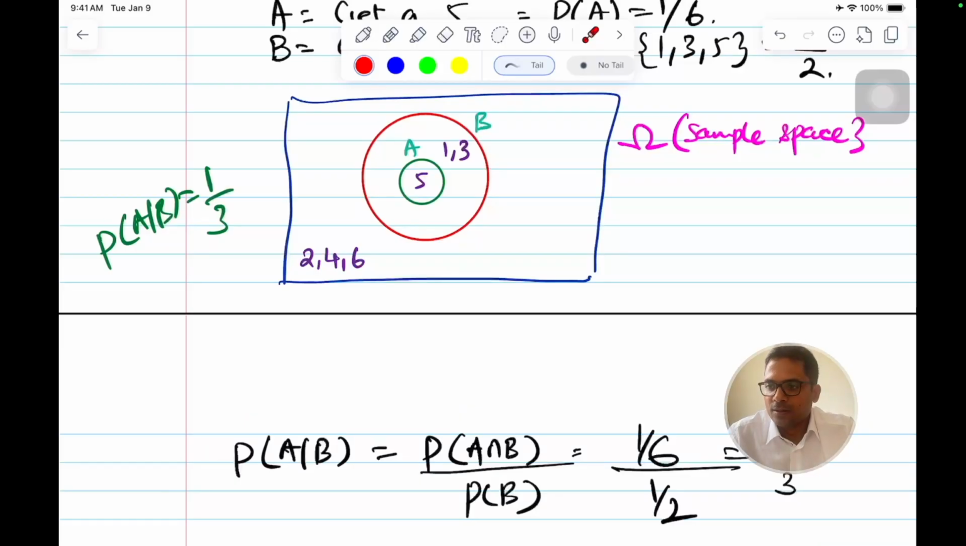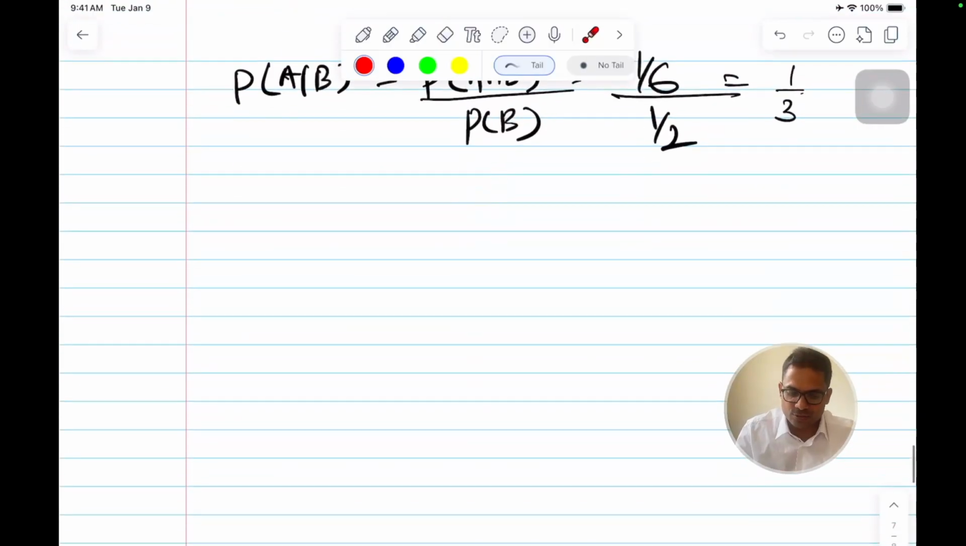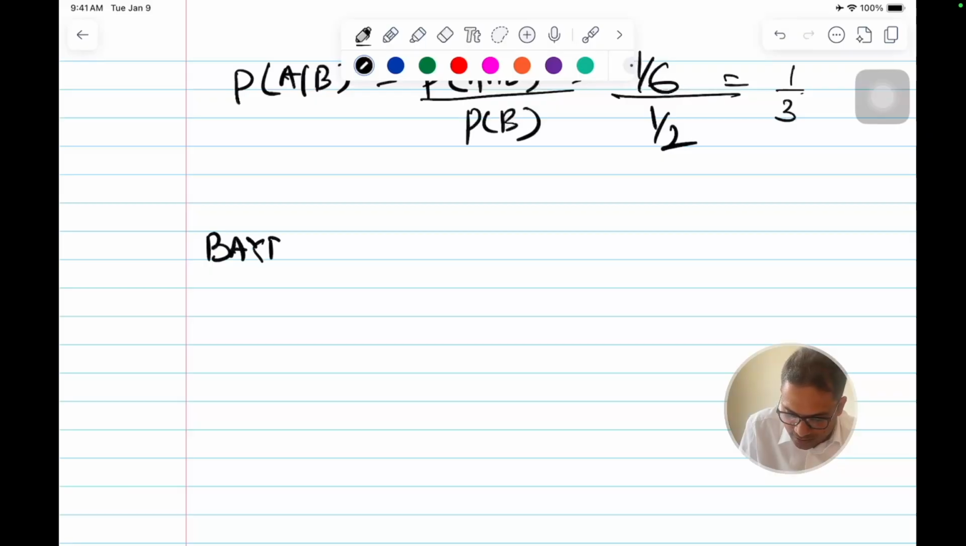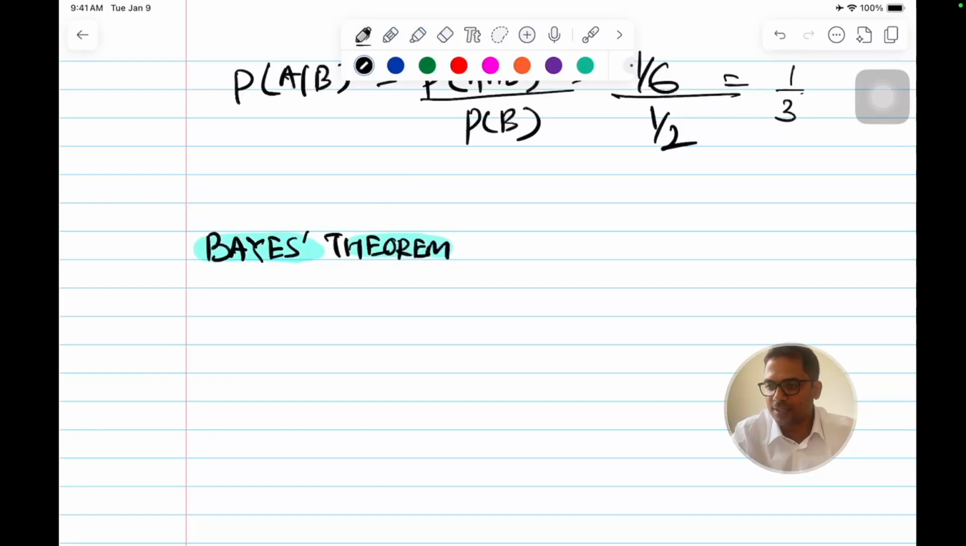Okay. Now let's move to the next topic. This topic is Bayes theorem. Very important. It's just a refactoring of conditional probability, but it's used widely. So this is Bayes theorem. So what does Bayes theorem say? This is just a formula, and then I'll show you something that is used.